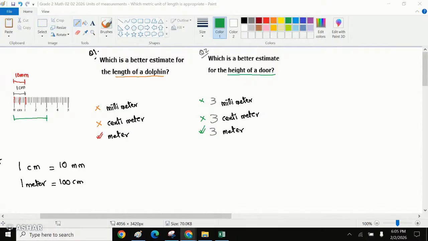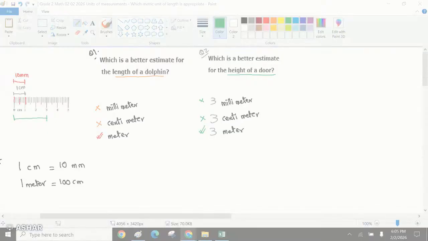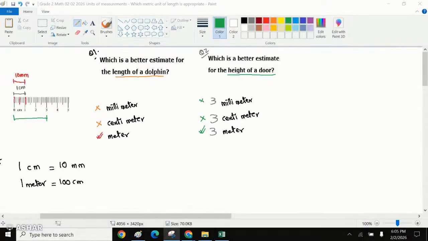Next, let's have a look. What is a better measure for the estimate of the length of a mouse tail, right?